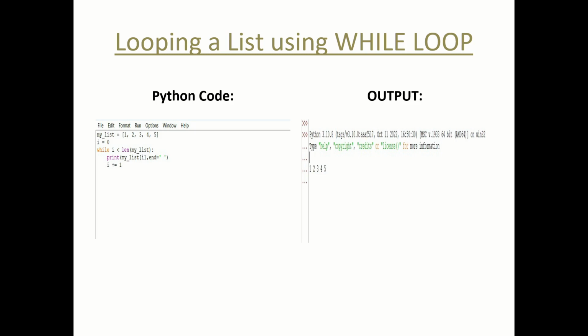Take my list is equals to list of 1, 2, 3, 4 and 5. Here, the length of my list is 5. So here, until i is less than 5, the loop will be iterated. Now we took i as 0 and it prints my list of i after every iteration. At last, the output will be 1, 2, 3, 4 and 5.